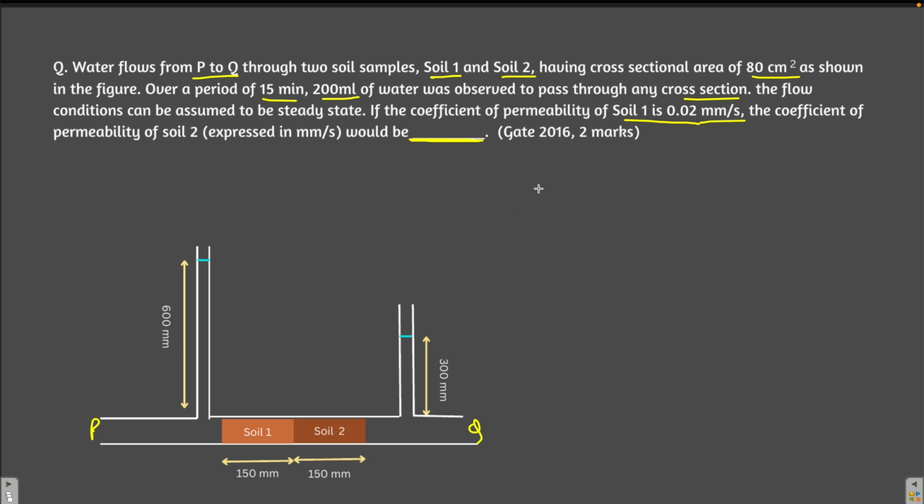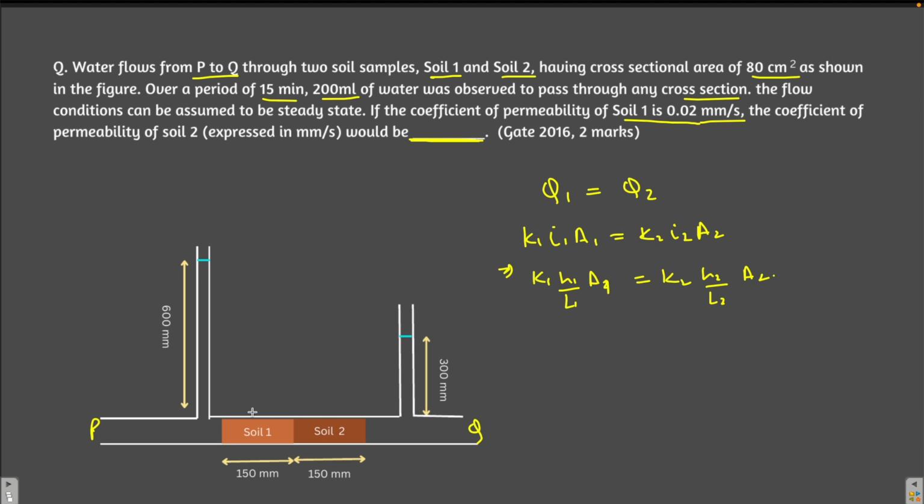Now, we can say that discharge 1 must be equal to discharge 2, right? From here, can I write K1 I1 A1 is equal to K2 I2 A2, right? Or we can write K1 head loss 1 by L1 into A1 is equal to K2 head loss 2 by L2 into A2, right? Now, what is H1 and what is H2?